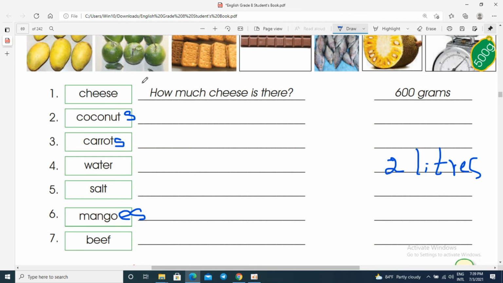How much cheese is there? How many coconuts are there? How many carrots are there? How much water is there? Okay. How much salt is there? How many mangoes are there? How much beef is there?